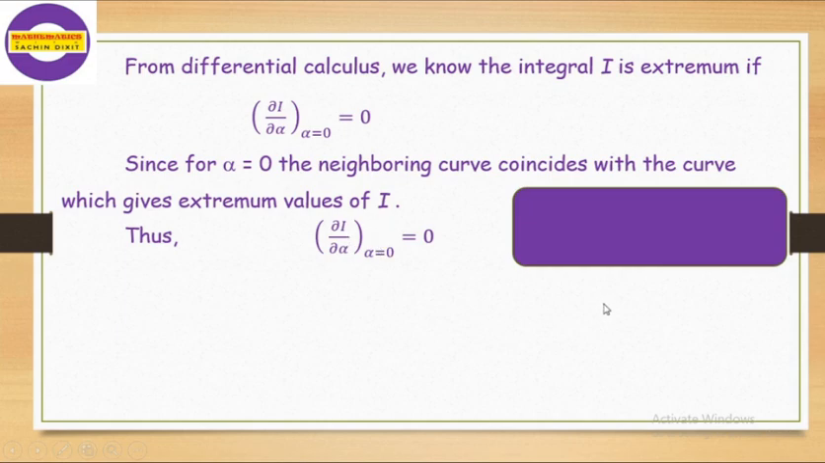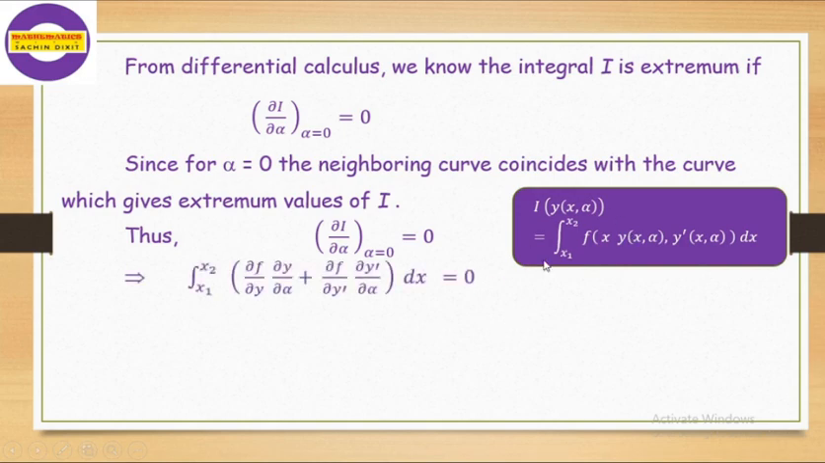Now we have to find out this derivative. For that, we have I of y of x alpha equals the integral from x1 to x2 of f of x comma y of x alpha comma y dash of x alpha dx. That is our equation. Now we have to find its partial derivative with respect to alpha. Here it is a function of alpha, so we can find its partial derivative with respect to alpha.